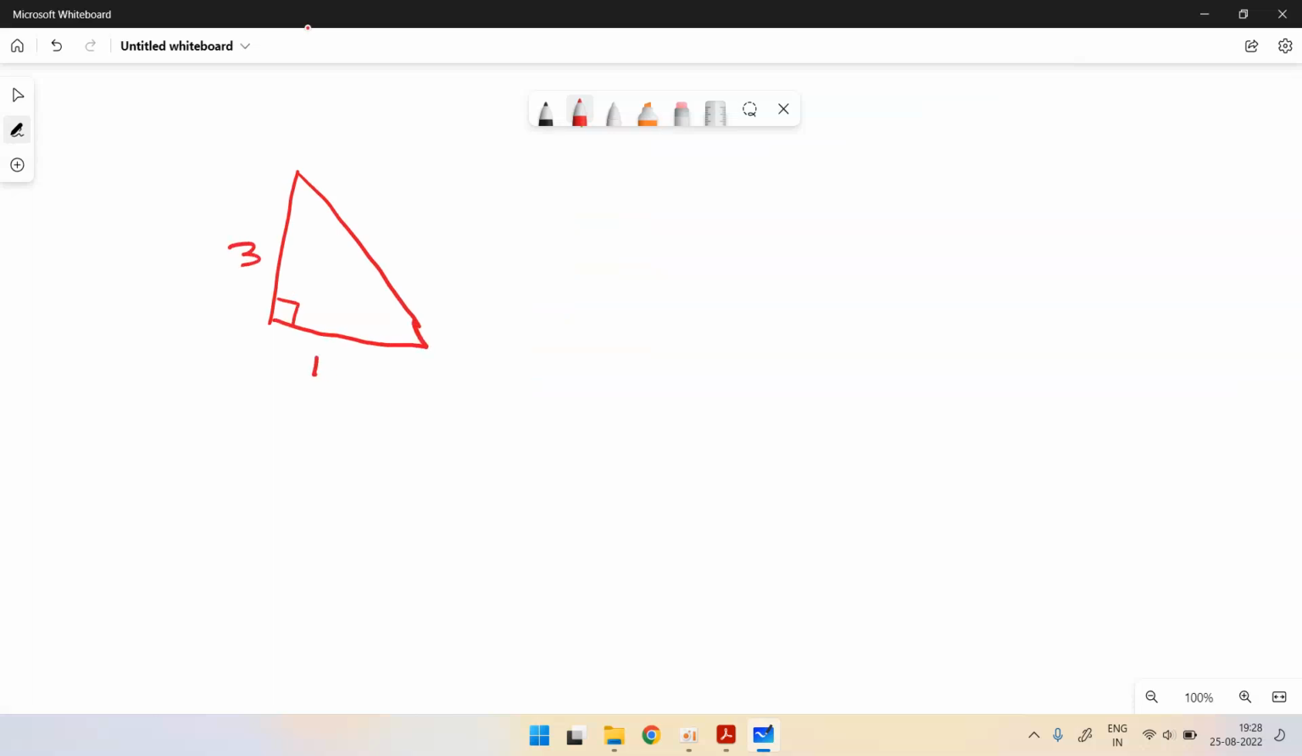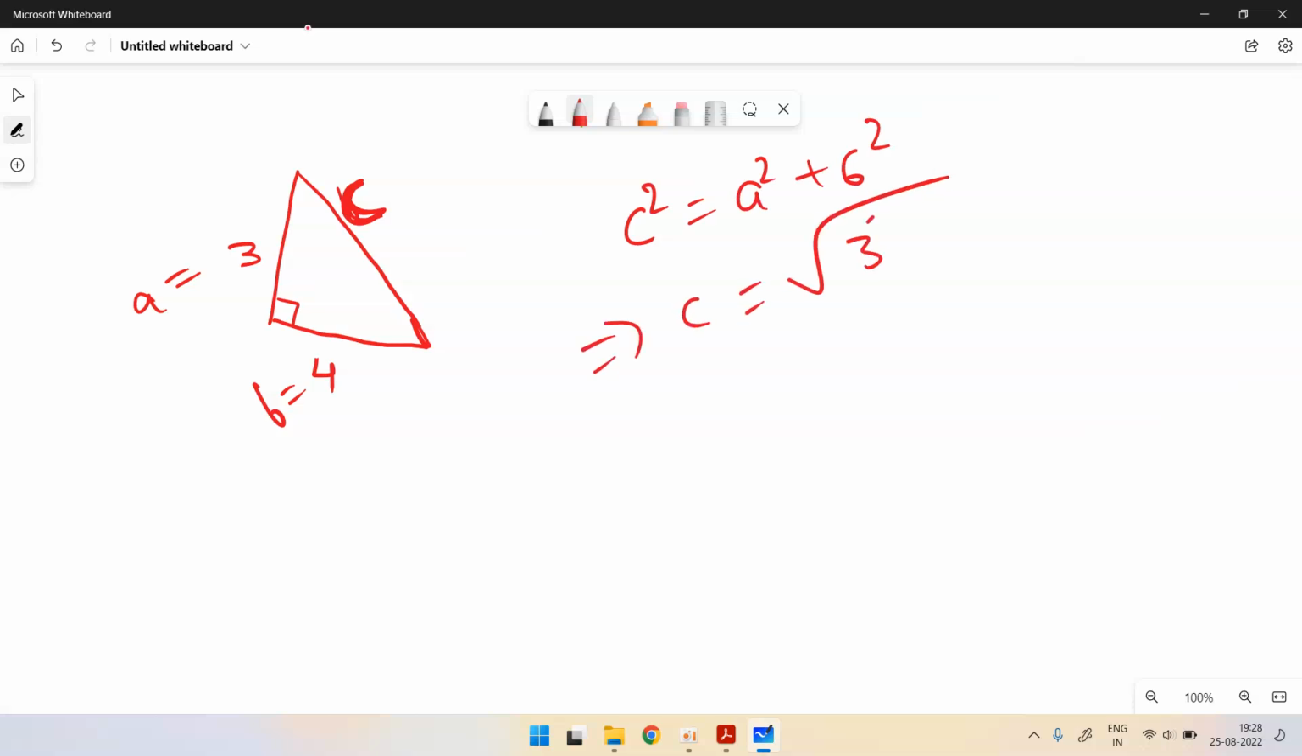This is 3, this is 4, other than the hypotenuse. This is the hypotenuse. If A equals this and B equals this, let us assume it is C. Using the Pythagoras theorem, C square equals A square plus B square, so C is the square root of 3 square plus 4 square, which equals 5 centimeters. Now this length is 5 centimeters.